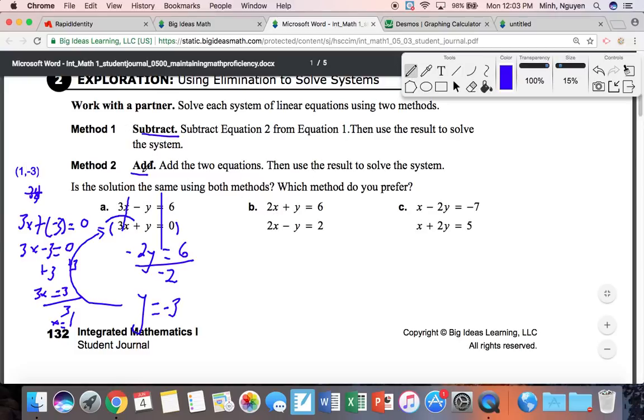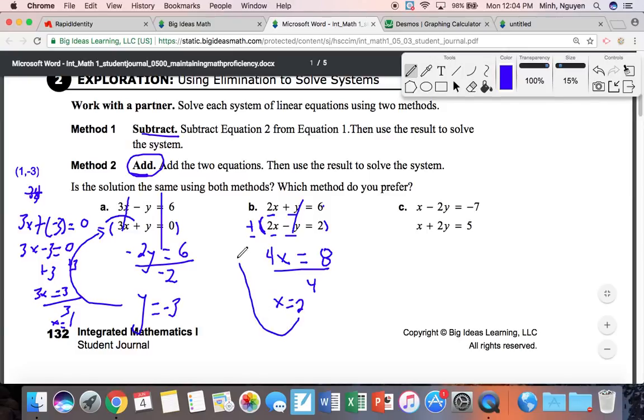Here, we are going to add. The last time I subtracted, this time I'm going to add and see how that plays out for us. So what does that look like here? 2x plus 2x is 4x. Y plus negative y is the same thing as y minus y, so that turns into 0, equals 6 plus 2. Divide by 4, x equals 2, and you guys know how to find y.